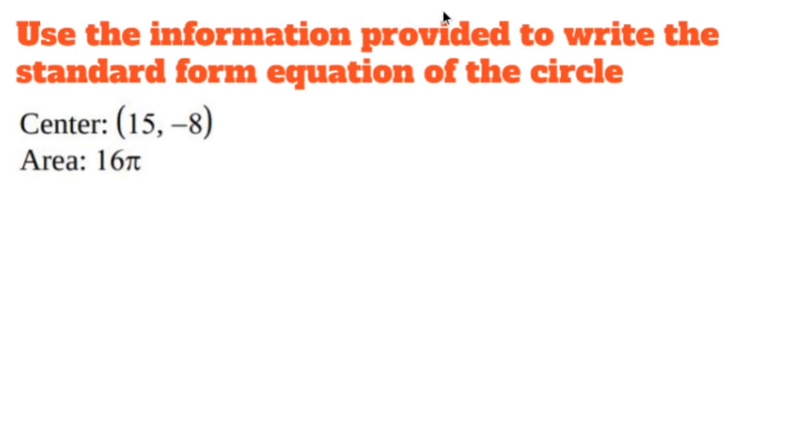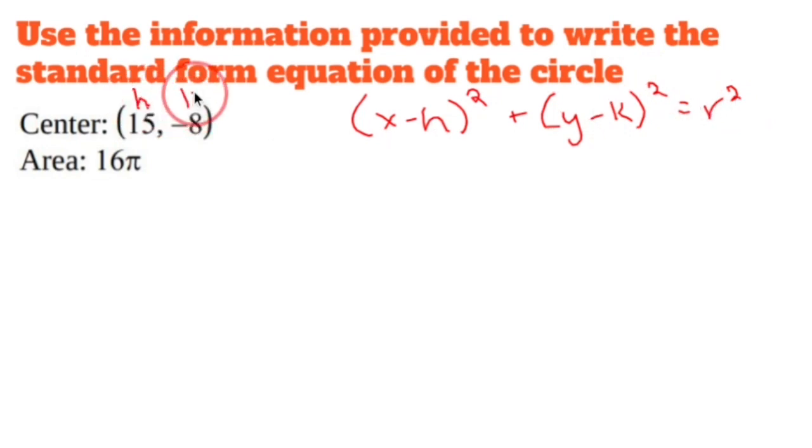Use the information provided to write the standard form equation of a circle. Well, the standard form equation of a circle is (x minus h) squared plus (y minus k) squared equals r squared. My center is (h, k). Well, that's nice. There's my h, there's my k. My r is, I don't know.